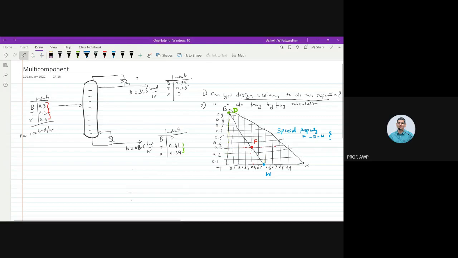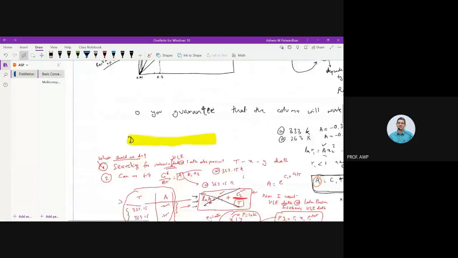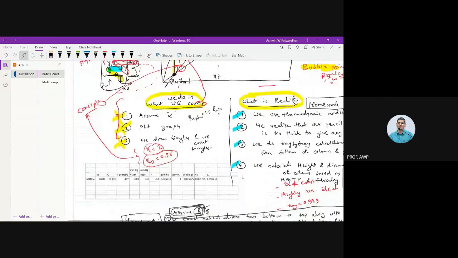How do you think you will do this problem? How do you design a column? Means how do you find the number of theoretical stages required for a given reflux ratio? Let's say reflux ratio is 3. I'm just taking some value and finding out the number of theoretical stages required. How will we do this problem? Look at what we were doing in the first problem, and tell me how will you extend it to this particular problem.